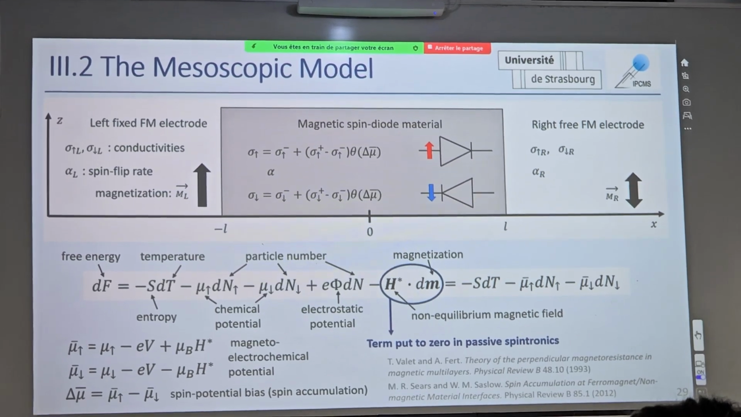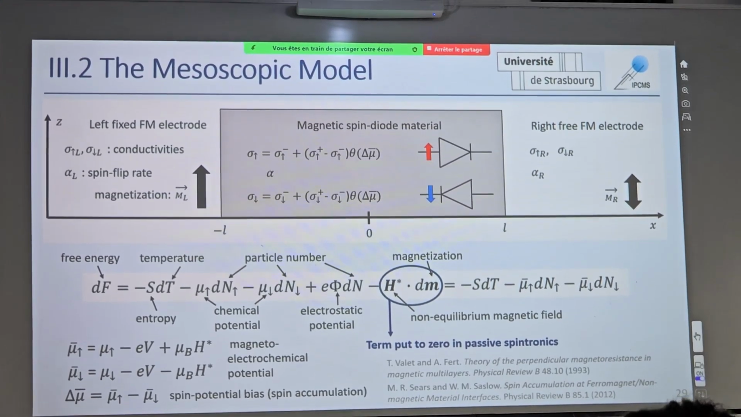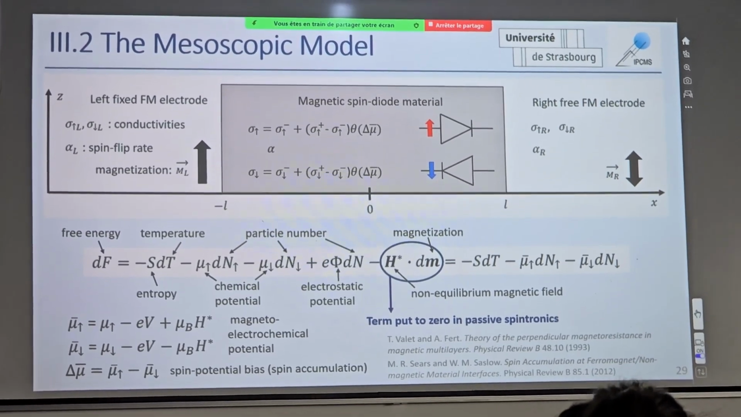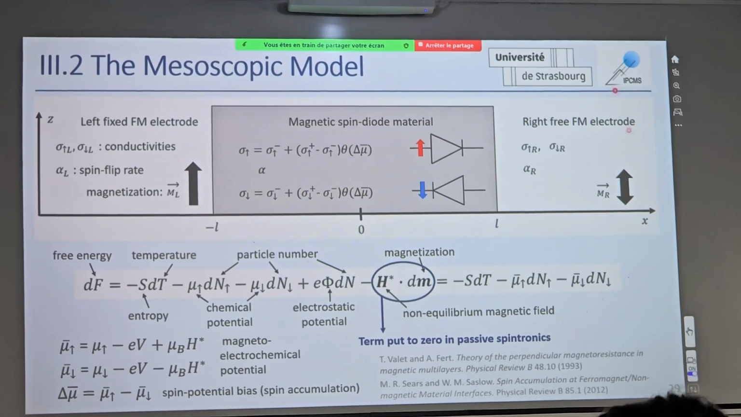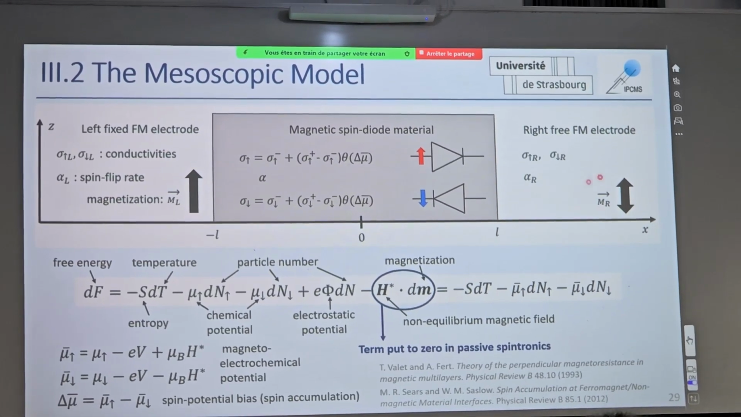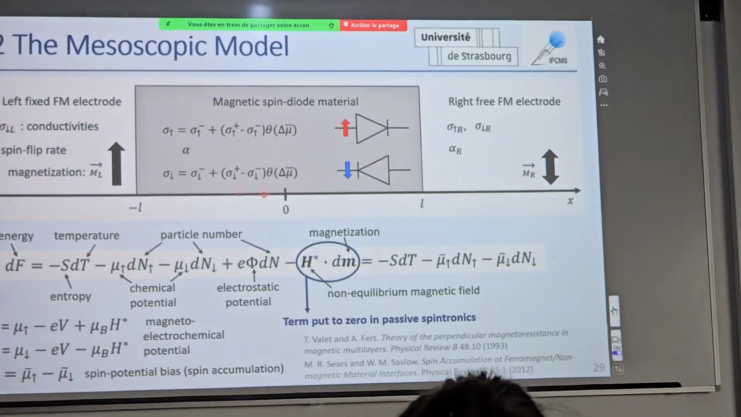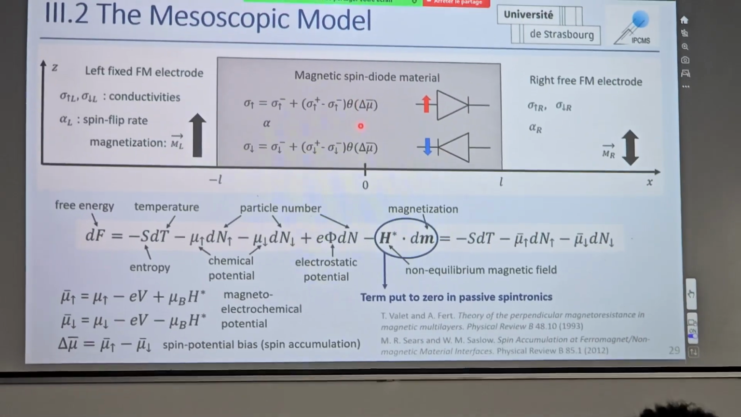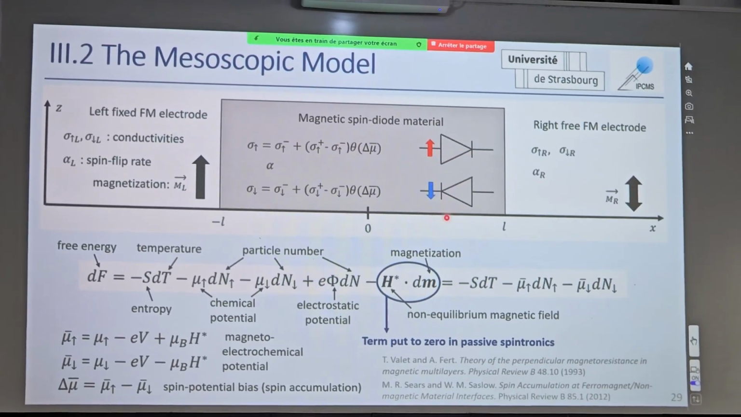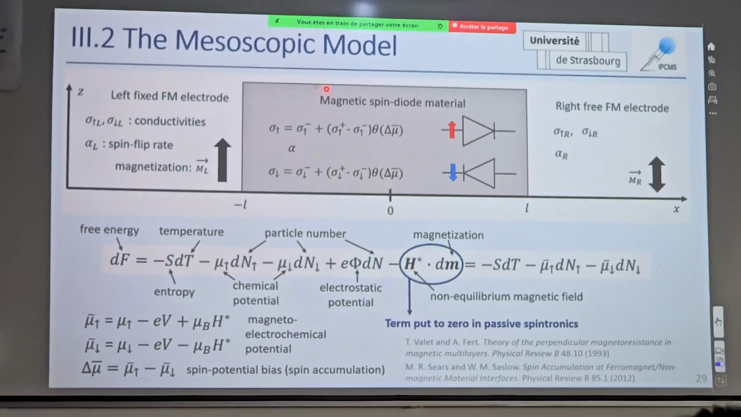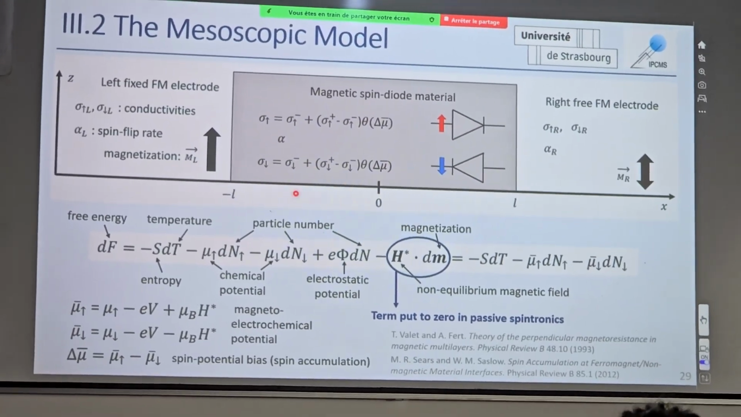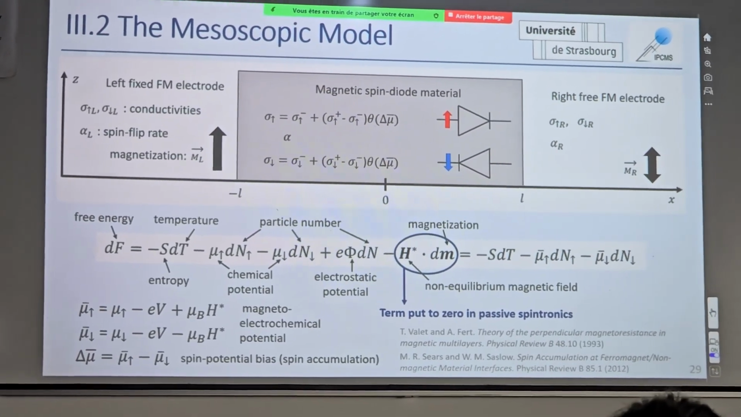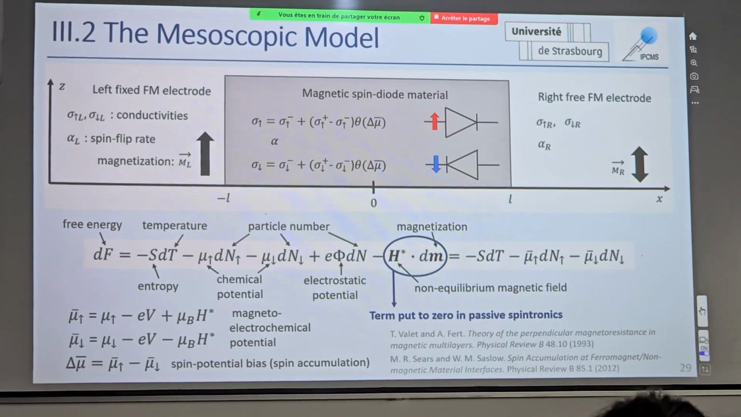So after this model, I decided to move to a lower level and use the usual framework of spintronics in order to describe the engine at the mesoscopic scale and to agree with the previous model. So I start with three materials, so two ferromagnetic electrodes and one central material, which is based again on a diode whose conductivity is reacting non-linearly with respect to the spintronic accumulation.